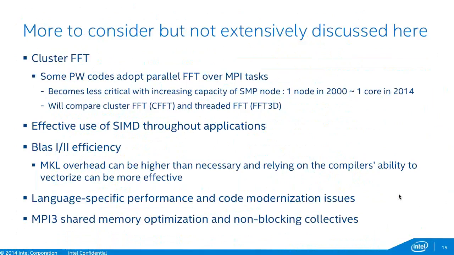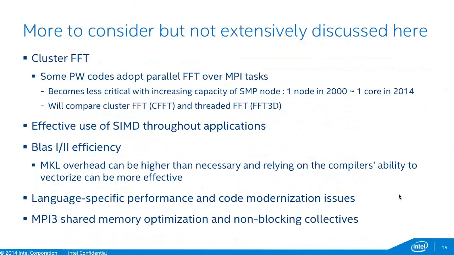Many of these plane wave codes have adopted the parallel FFT over MPI tasks because it was written in the era when there was no big shared memory node. Each node was like less than a core of today. So what had to be done at the time is not necessary or essential now. It could also be penalizing. So I will add some comparison of the cluster FFT and threaded FFT so that you have some sense of what to do in this case. And you will have a very similar situation with the other algorithm as well.